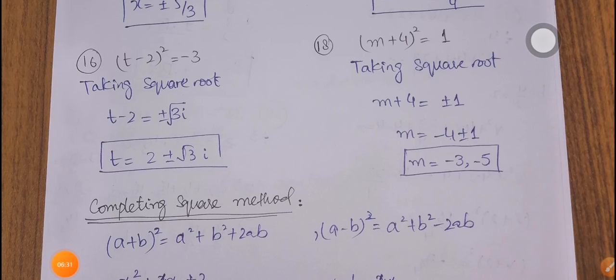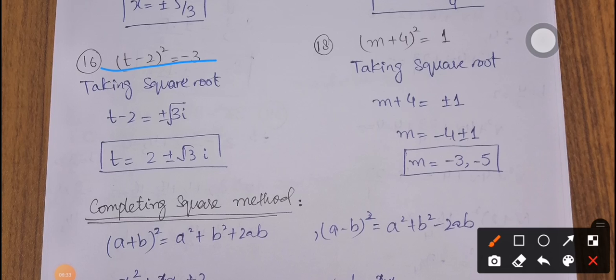Next we have question number 16. (t - 2)² = -3. Simply taking the square root on both sides, we are left with t - 2 = ±√3 iota, and because of this negative sign we have iota over here. We can shift 2 again to the right hand side, so t = 2 ± √3 iota.